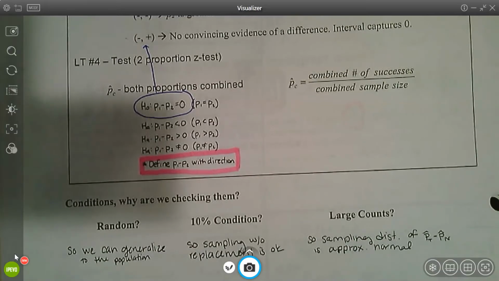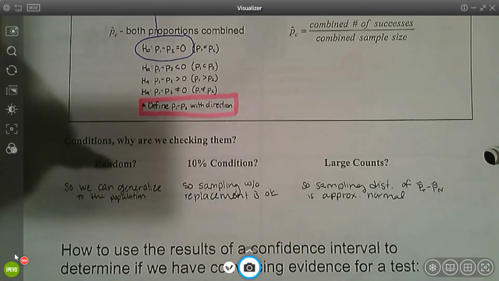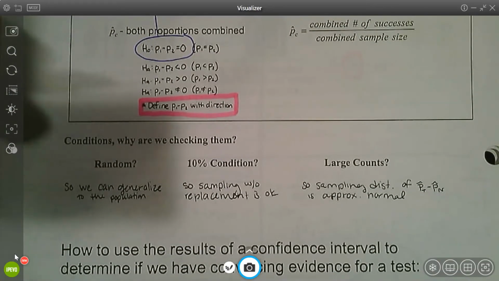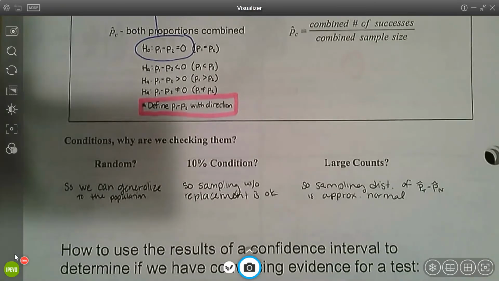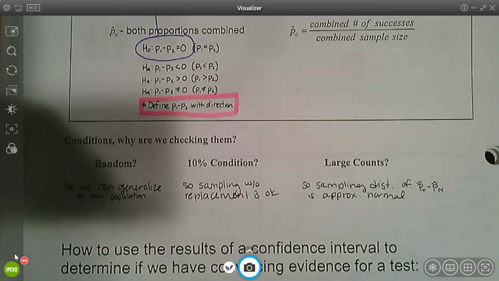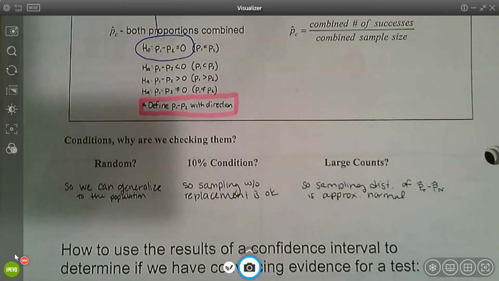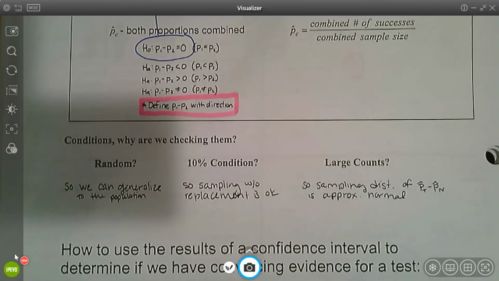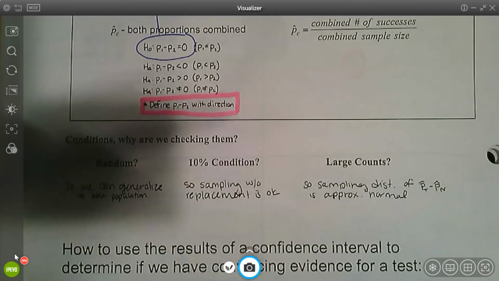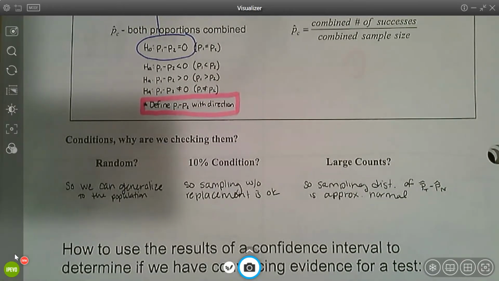Just to reiterate, why are we checking these conditions? We check the random condition for two reasons. You have a random sample, so you can generalize to the population, and it needs to be unbiased, so it's centered at the true value. We check the 10% condition because we're sampling without replacement, to make sure that it's okay to calculate the standard deviation or the standard error. And we check the large counts condition to make sure our sampling distribution is approximately normal.